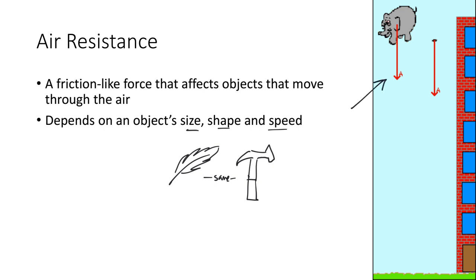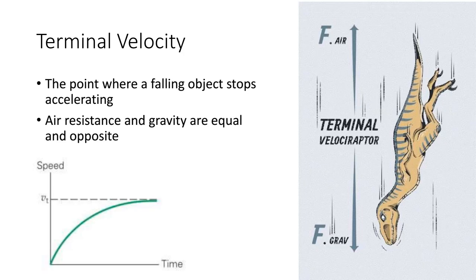This picture right here shows an elephant falling and a feather falling, and showing that they're accelerating theoretically at the same rate in a vacuum. But in real life, their size, shape, and speed might affect the rate at which they fall. Terminal velocity is a special word for the point where a falling object stops accelerating. It's still falling. It's just not accelerating as it falls. So it's at a constant velocity.